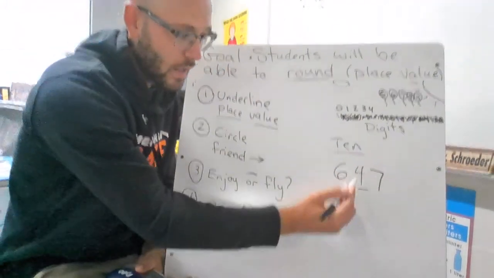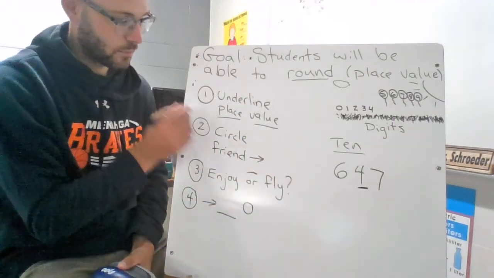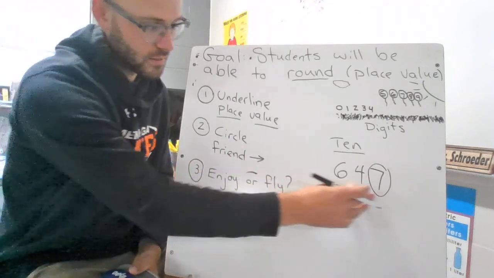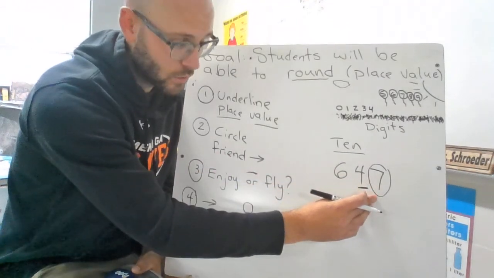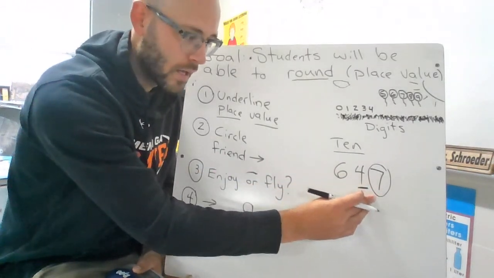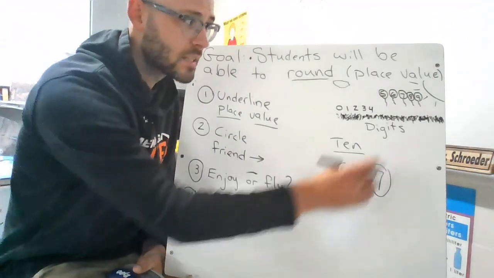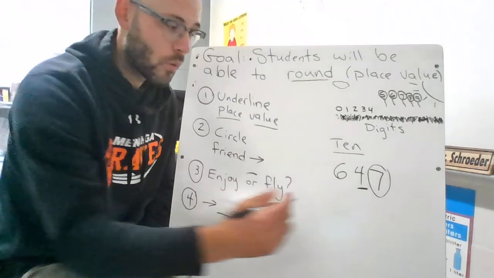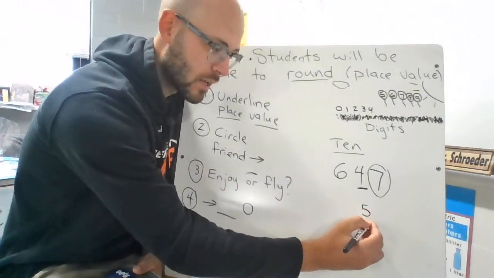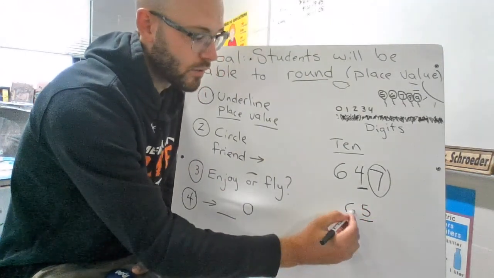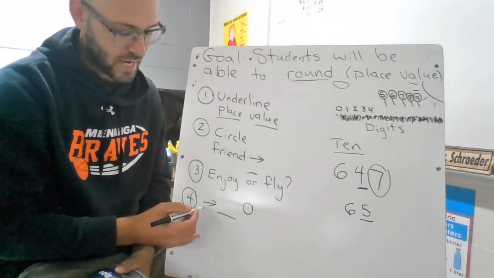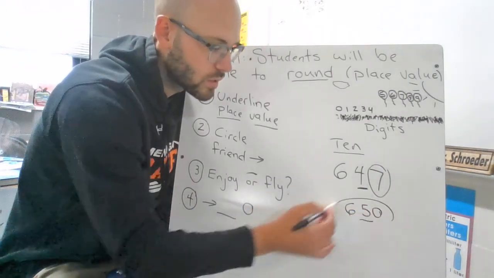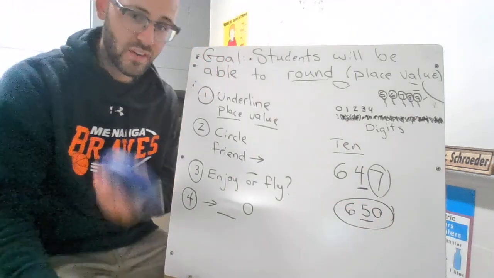well, underline the place value I'm looking for, step 1. Circle the friend to the right, step 2. Step 3, the 7, the circled friend, decides what to do. Does that enjoy its day or fly away? It'll tell the underlined number what to do. 7 flies away. So 4 will also fly away, and it only goes up 1. So the 4 becomes a 5. Everything to the left stays the same, and finally step 4 is everything to the right of the underline becomes a 0. The closest 10 would have been 650.